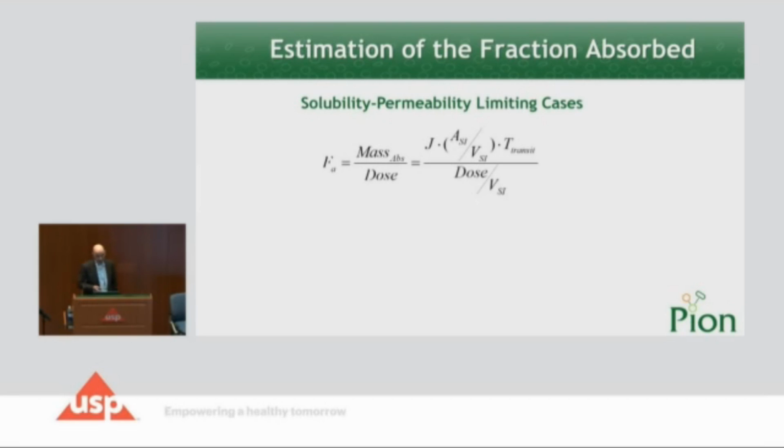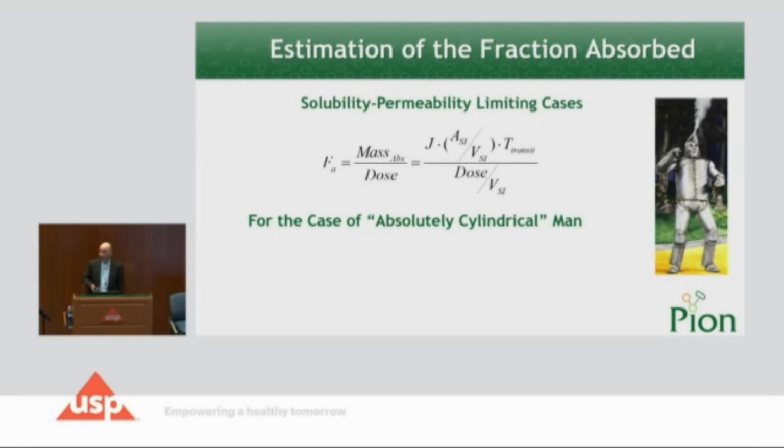All right? So for solubility-permeability limited cases, if we want to calculate fraction absorbed, which is mass absorbed divided by dose, we can do this very interesting and simple trick. We can divide both numerator and denominator by the volume of the small intestine. Then in the numerator we have flux, times the area of the small intestine divided by the volume of the small intestine, times transit time, and in the denominator we have dose divided by the volume of the small intestine.